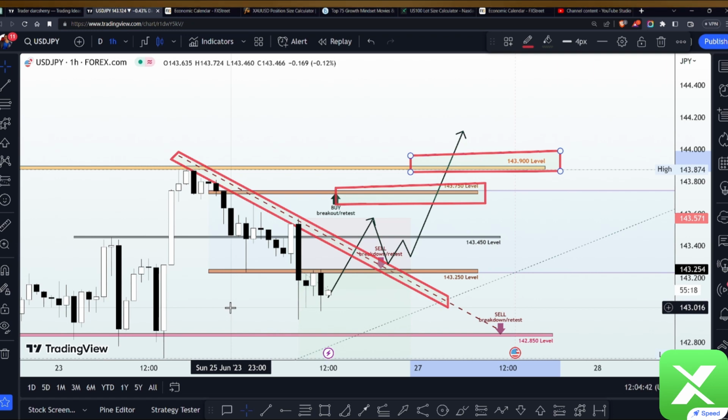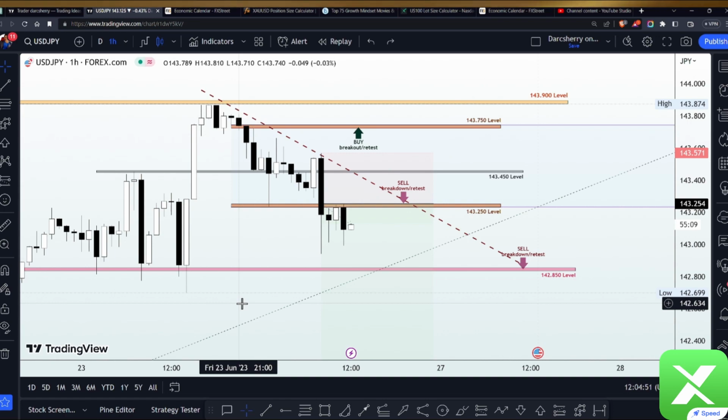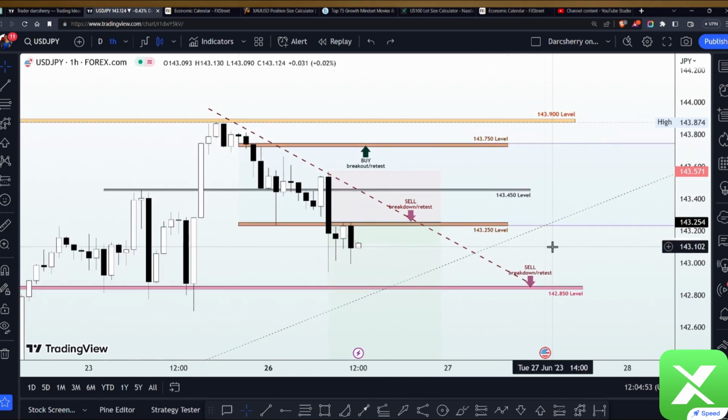So that is how we are going to be trading the USDJPY for today. I hope you mark these levels out on your chart, or you can screenshot my screen so that you can use it as a reference point to guide your trading activity today.